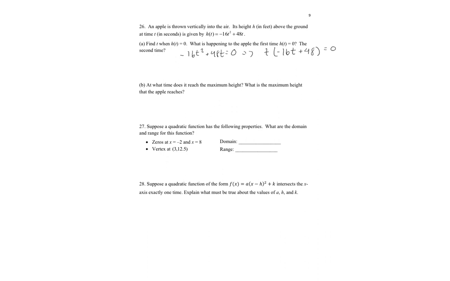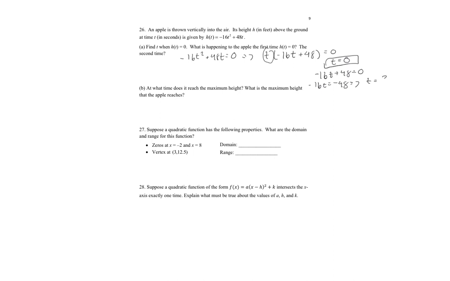And since we have these being multiplied together, we can basically create two separate expressions. And so we'll have t is equal to 0. Okay, so that's one of our times, that's easy. And then we'll also have negative 16t plus 48 is equal to 0. And so that one requires a little bit of algebra, but we can do it. So that's just going to be negative 16t is equal to negative 48, or t is equal to 3.